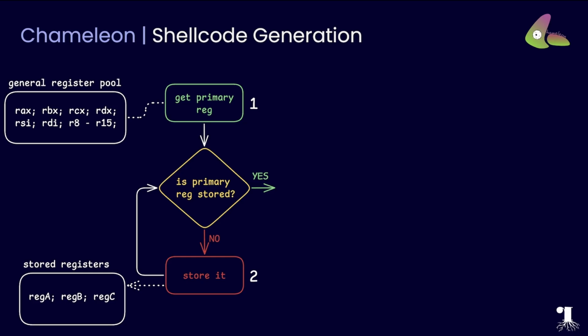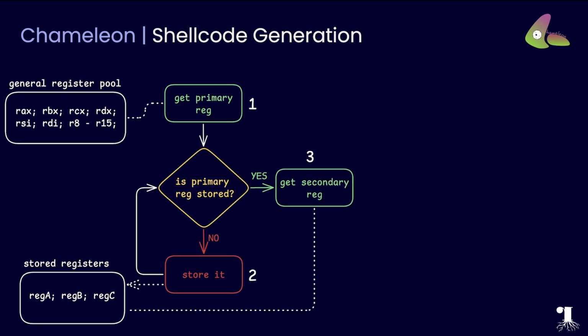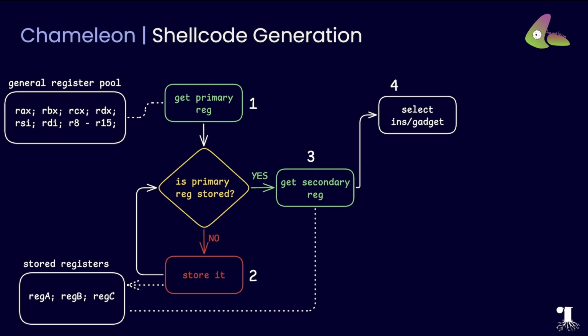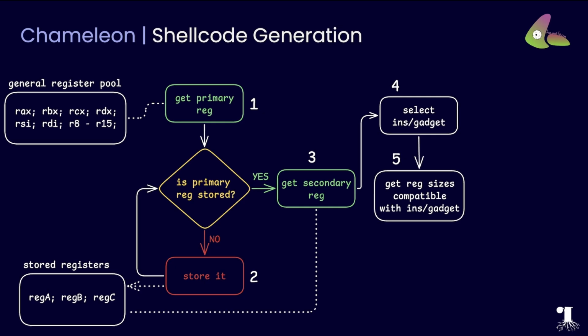Once we have chosen a primary register, we choose a secondary register from the stored registers. This way we don't have to validate it or store it again. And once we have both registers, we select an instruction or a gadget, which are all defined and also have their own weights. And then we get compatible register sizes for the instruction or gadget that has been selected.